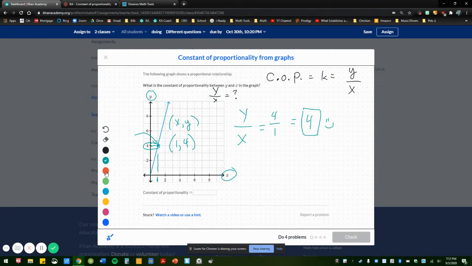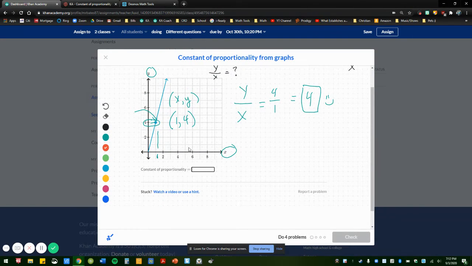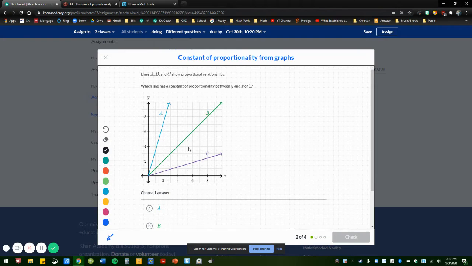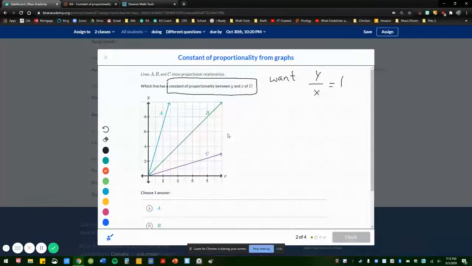Now, there are going to be some times where you don't see a dot on the graph. So let's take a look at the next one and see if that's one of those times. Okay, it is one of those times. Right here, we've got 3 lines, and we're supposed to compare these 3 lines. We want a constant of proportionality equal to 1, so I want a y over x that equals 1. One of these 3 lines is going to give me a y over x equal to 1. But if you don't see any points, and they don't have any dots on any of these lines, how do we know what to do?